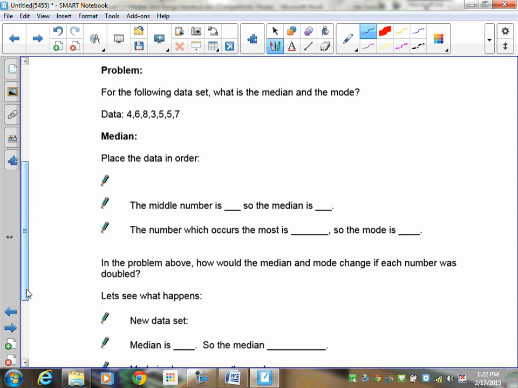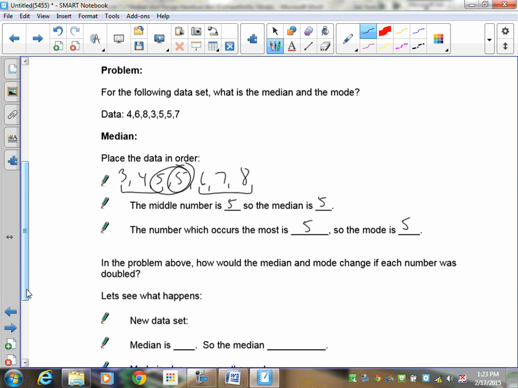Okay. First thing you should have done is put them in order. And that would have been 3, 4, 5, 5, 6, 7, and 8. Now, the middle number, there's 3 here, there's 3 there, which means the middle number is a 5, so my median is a 5. The number which occurs most often, right there, is also the 5. So in this case, I have a mode which is 5.